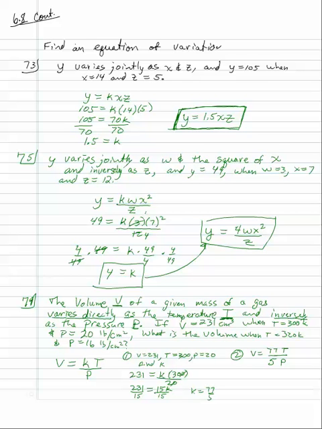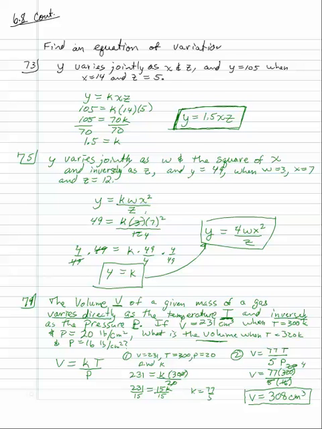Now I've got to find V when T is 320 and P is 16. So I punch that all in my calculator, well, let me do it this way. 16 goes into 320 20 times, 5 goes into 20 4 times, so 77 times 4 is 308, and volume is in cubic centimeters, so my answer is 308.